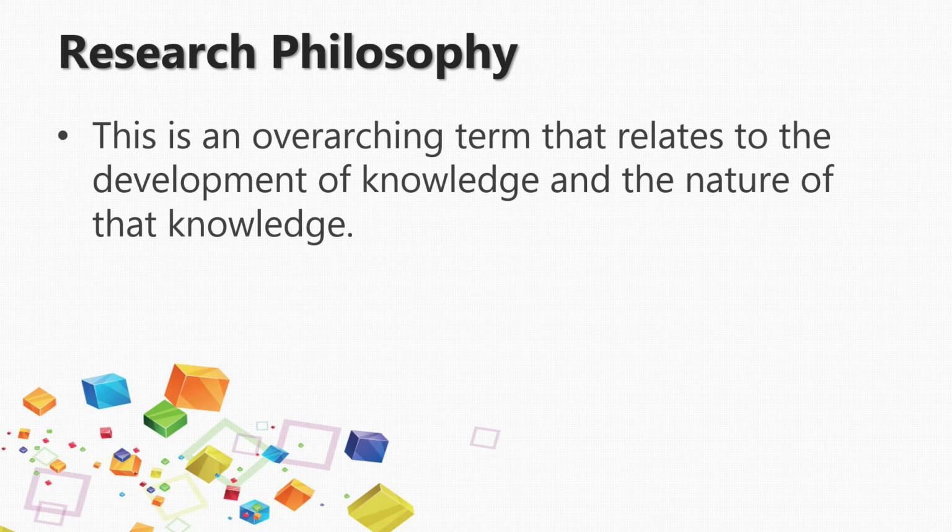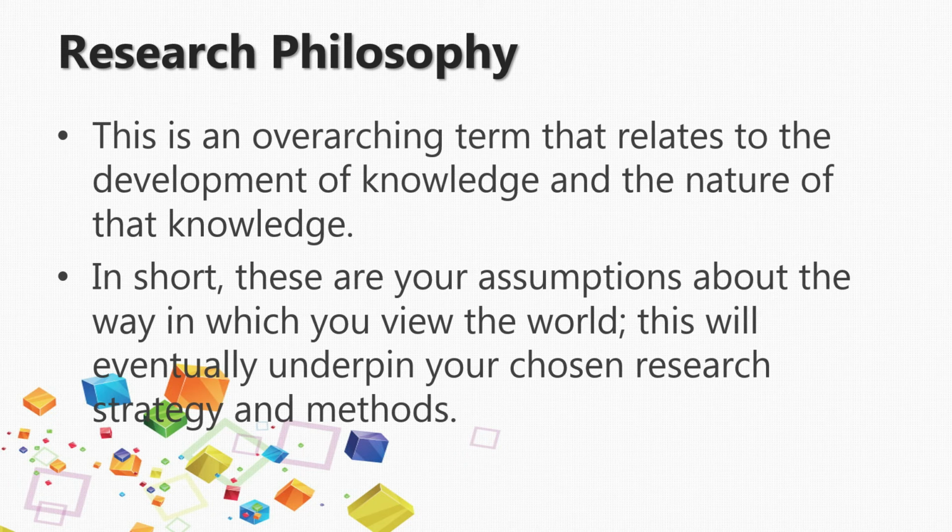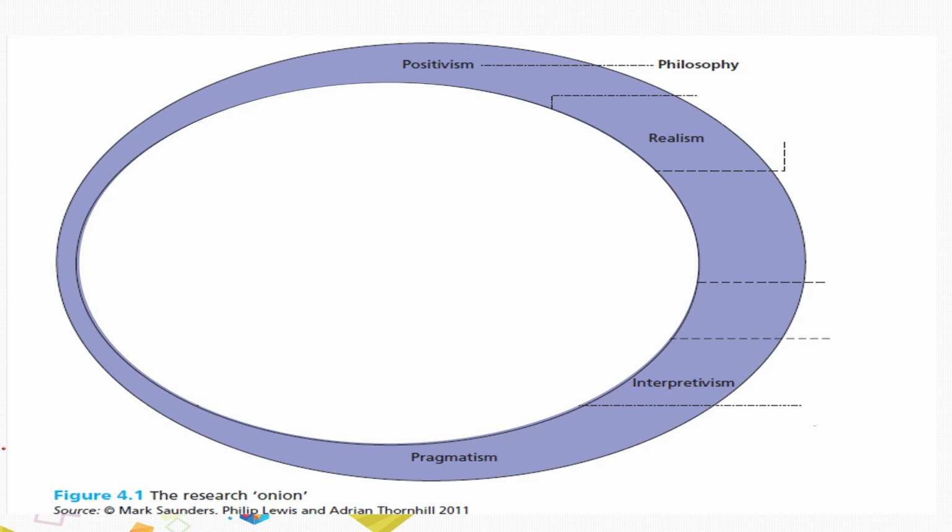Now, a research philosophy is basically how you view the way things are in the world. This is your view of the world. This will eventually underpin your chosen research strategy and methods. Oh, by the way, this is the first layer that we're going to peel off. And our research philosophies could either be positivism, realism, interpretivism, or pragmatism. We're going to take a look at all of these four, and I hope at the end of this subsection, you'll be able to identify which particular philosophy your research team has actually embraced.